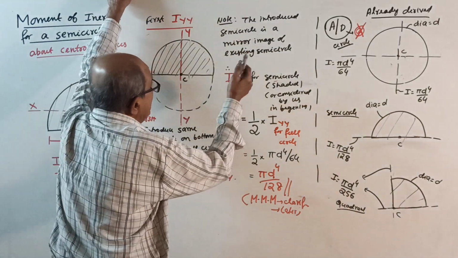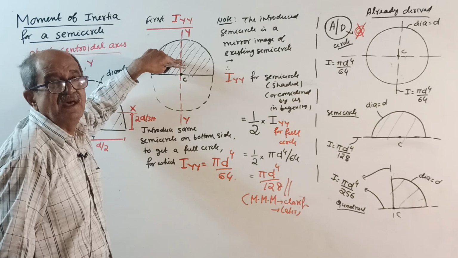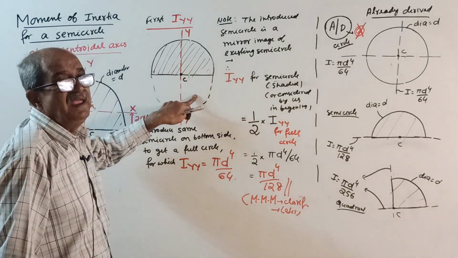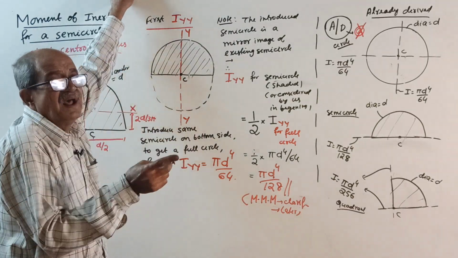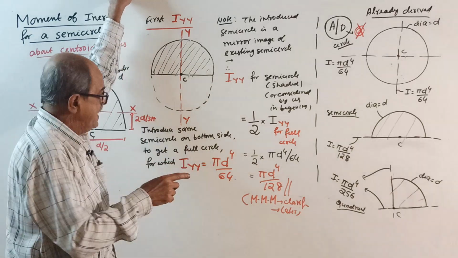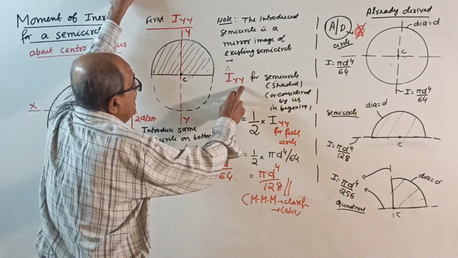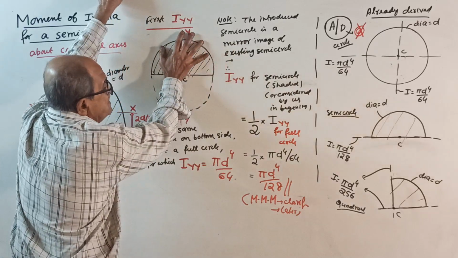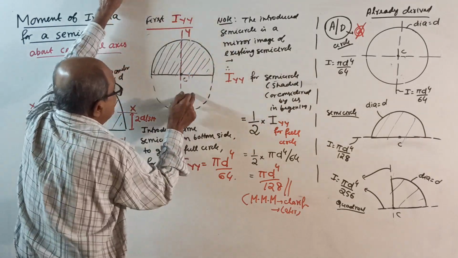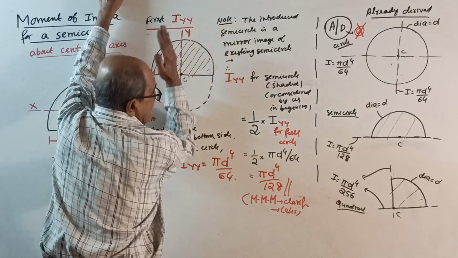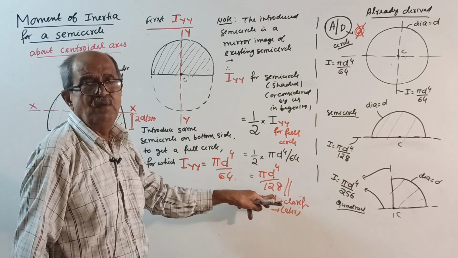Therefore, you can make a note here. I about yy of the existing semicircle plus I about yy of the introduced semicircle, both are equal, and both are equal to pi d power 4 by 64 in total. Therefore, each of them, Iyy for the semicircle with only one side shaded, is exactly half of I for this axis. Half of pi d power 4 by 64, that is pi d power 4 by 128.